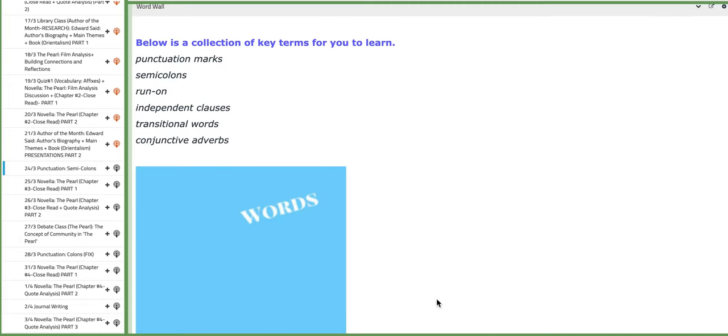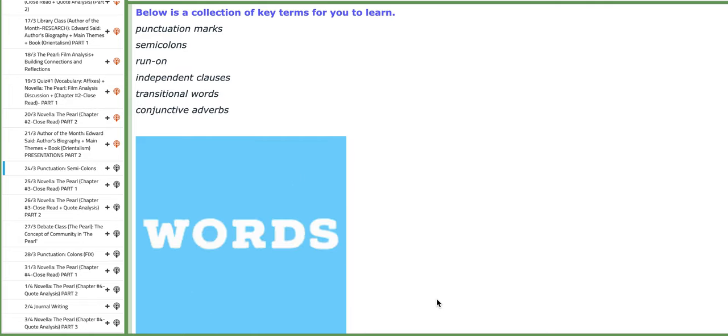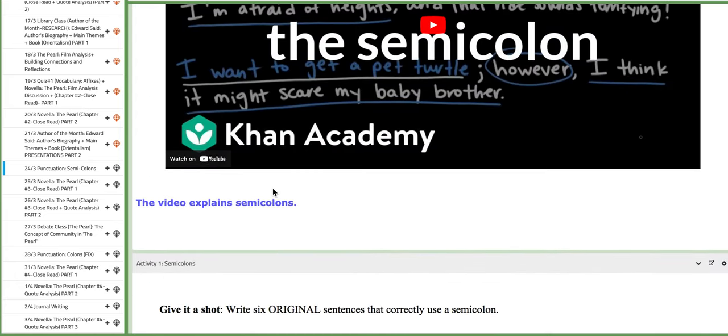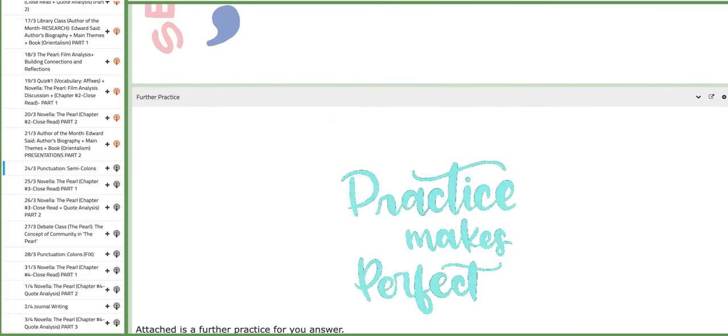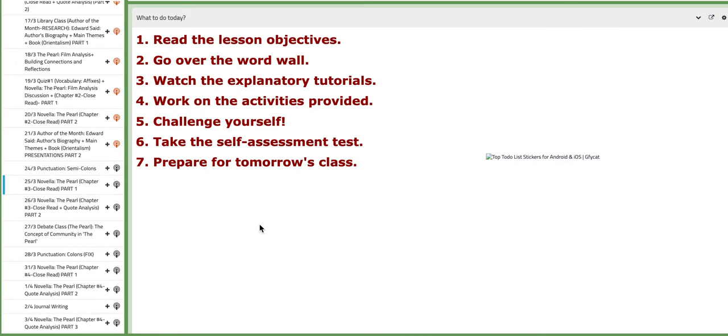As usual, we are going to have a Padlet where we are going to work collaboratively together to answer and discuss specific elements or information that is essential for your understanding of this topic. We are going to focus on run-ons, independent clauses, transitional words, conjunctive adverbs, and so on. Here you have the ebook lesson along with tutorials and activities.